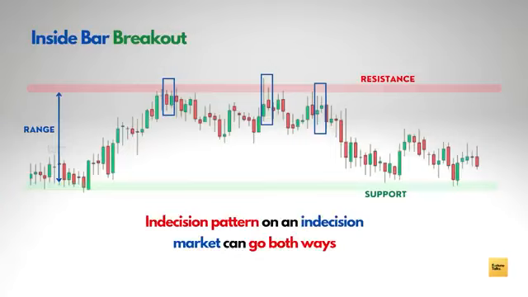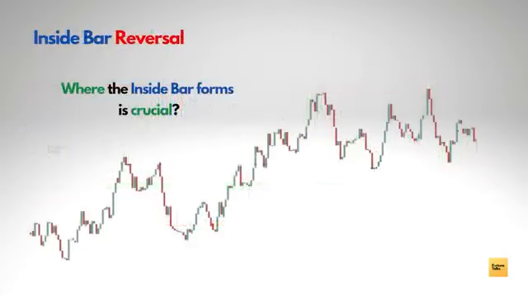So it does not make any sense to use an indecision candlestick to take a trade on a market where indecision exists. So personally, I would be well off using the other two strategies than the breakout. So moving on to trading the inside bar as a reversal.